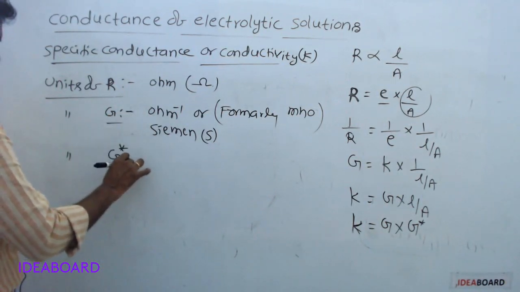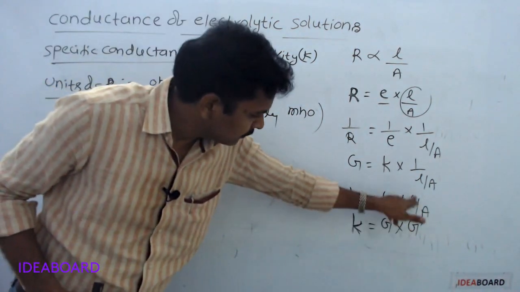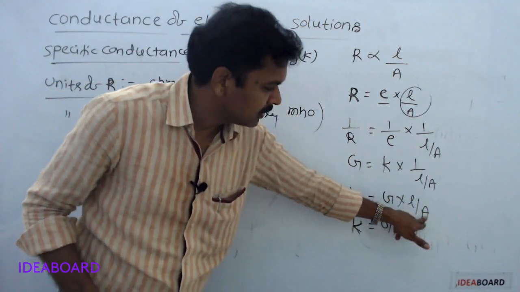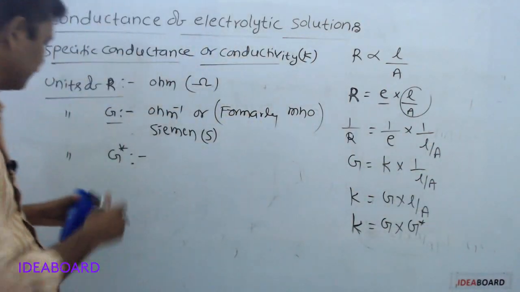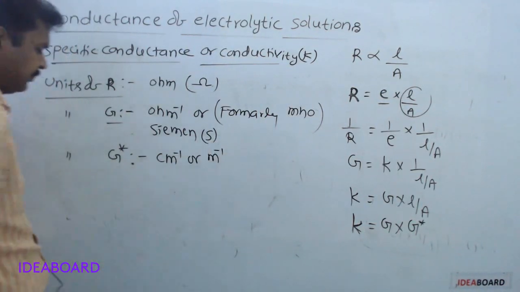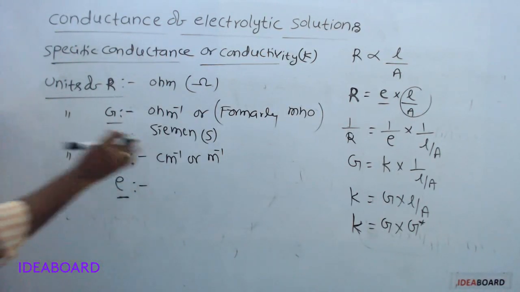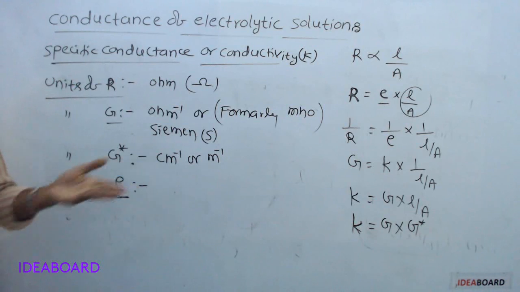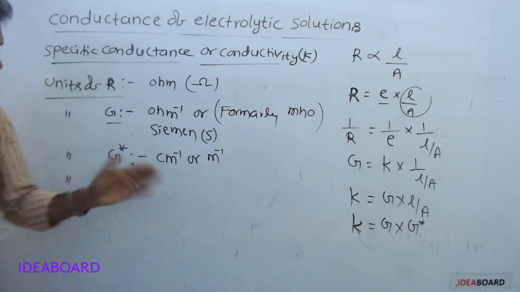Next, units of G star. G star is nothing but the cell constant. We know that G star is nothing but L by A. Centimeter by centimeter square is centimeter inverse. Or if we take SI units, meter by meter square, meter inverse. So units of G star: centimeter inverse or meter inverse. Next, units of rho. What is rho? Rho is specific resistance or resistivity.